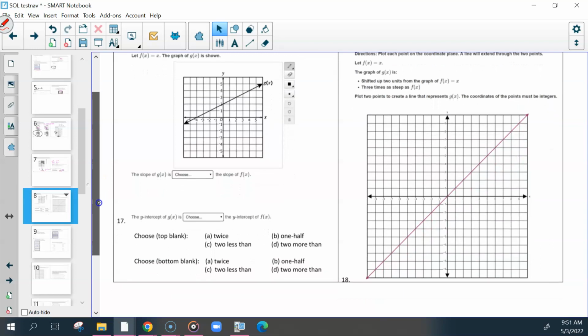We're going to do these last two and then we'll stop for today. For number 17, this is another linear transformation one, where we're comparing the original f of x equals x to this graph of g of x. So if we're comparing the slopes, what is the slope of this graph? 1/2. It is 1/2, yes.